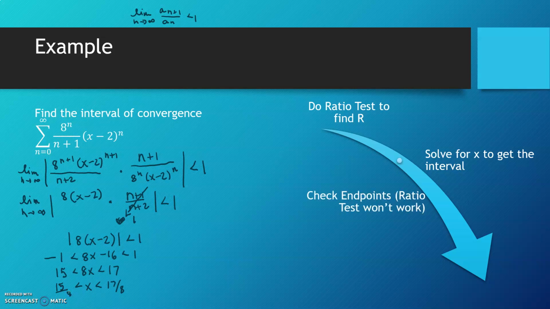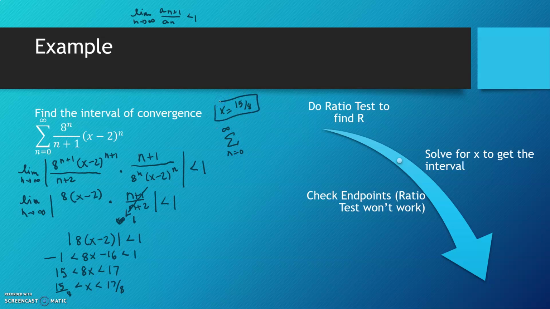Now, this is where the new part is. We're going to check the endpoints. We're going to see what happens if x is equal to 15 over 8. We have to do one of our convergence tests for that, not the ratio test, because the ratio test would give us a ratio of 1. We don't want it. That doesn't tell us anything. Okay, so now we're going to look at that series if x is equal to 15 over 8.